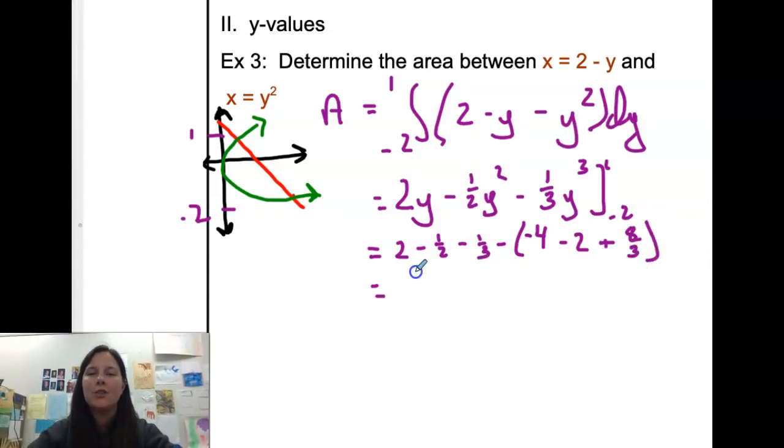This one really isn't too bad using mental math, although I know most of you don't love fractions. So at this point, if you just punch it in your calculator, that's fine. We get an area of 9/2 square units.